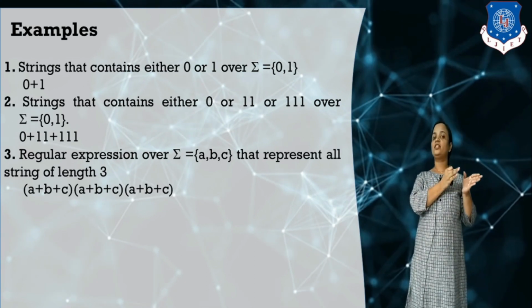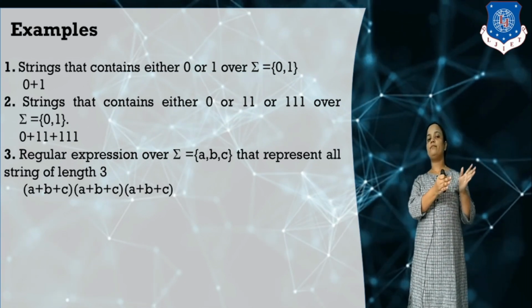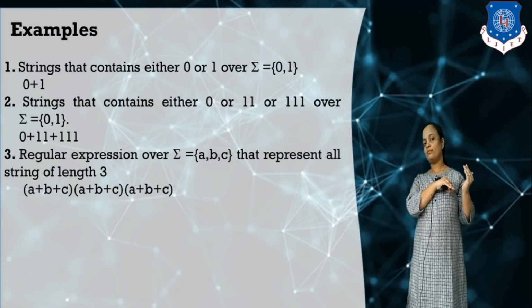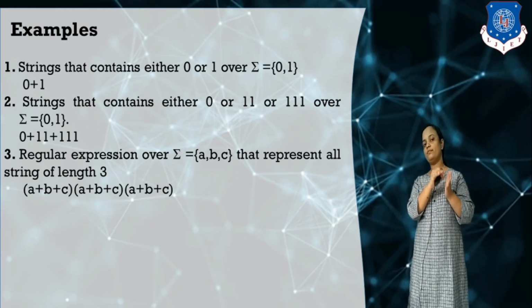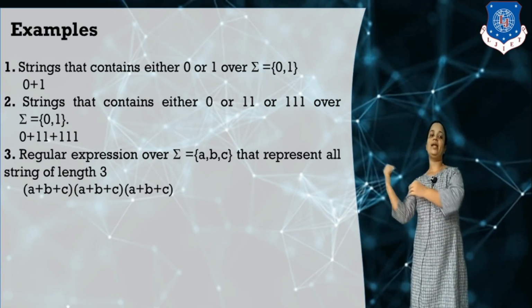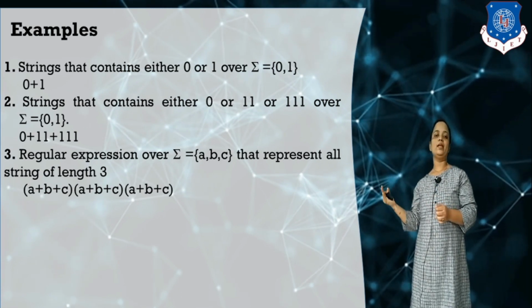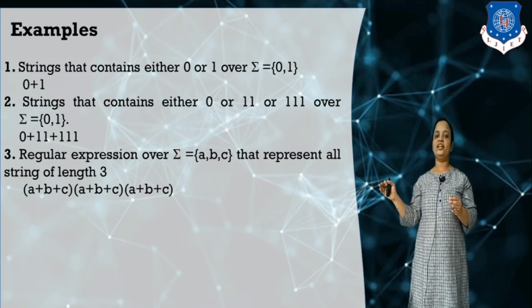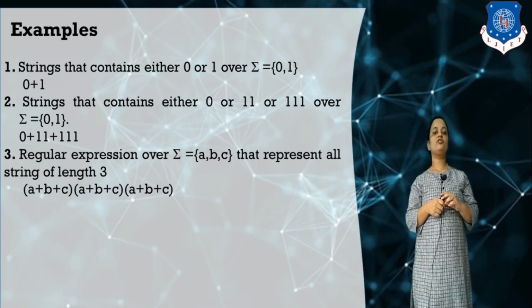So in the first term, A plus B plus C. So any letter can appear, either A or B or C. In the second term, any letter can appear, A plus B plus C. And in the third term, any letter can appear, A plus B plus C. So likewise, we can generate the set of strings whose length is 3.